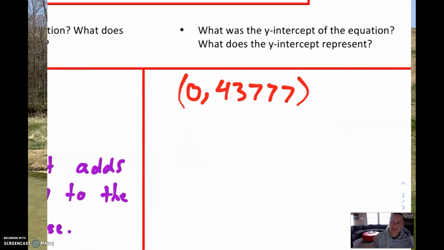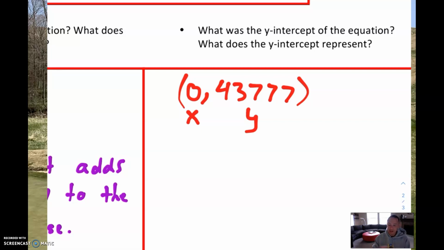And now we have to figure out, what does that mean? 0, remember that's an x coordinate, and this is a y coordinate. X stands for the square footage of the house. So if you have a house that is 0 square feet, basically it doesn't exist, you still might have to pay $43,777. Does that make sense? I think it does.